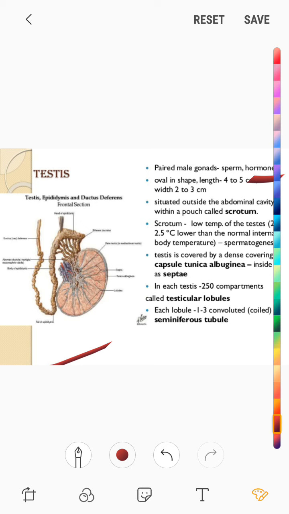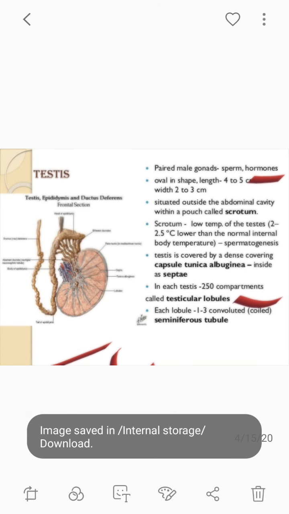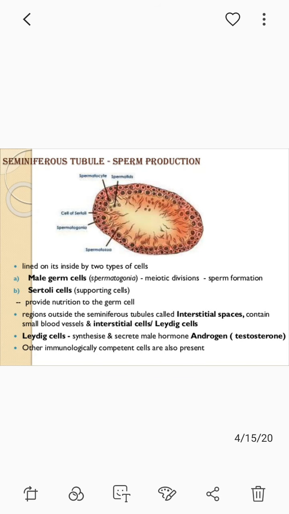It is 2 to 2.5 degrees Celsius lower than the body temperature. Why? Because the sperms are able to mature at that temperature, and the process is known as spermatogenesis. Testis is covered by a dense capsule, that is tunica albuginea, with septa inside. So in each testis there are compartments or lobes. Each lobe has one to three seminiferous tubules.